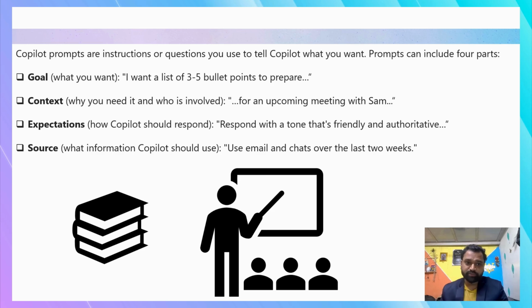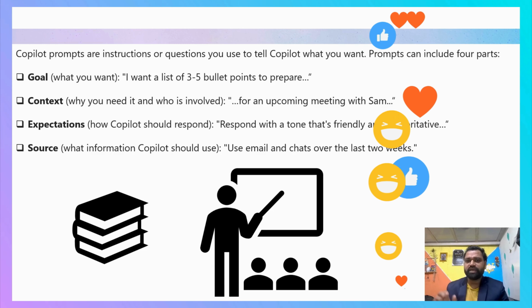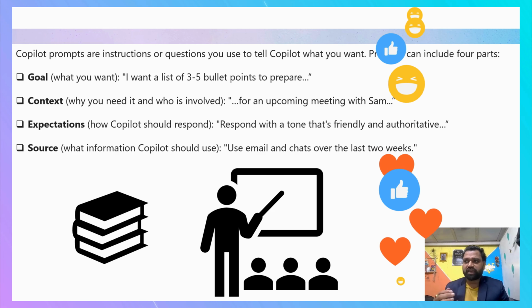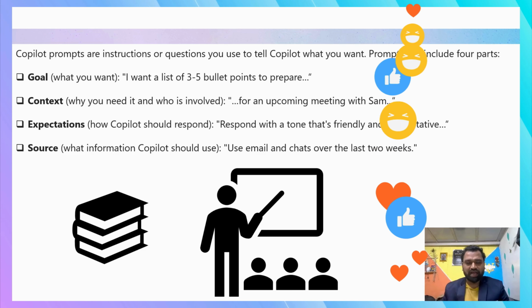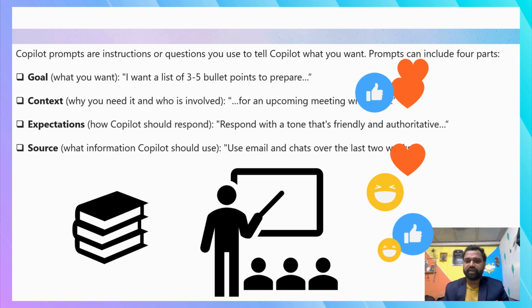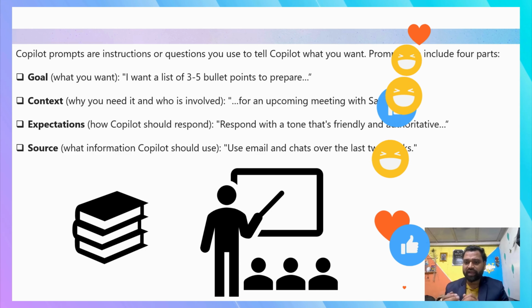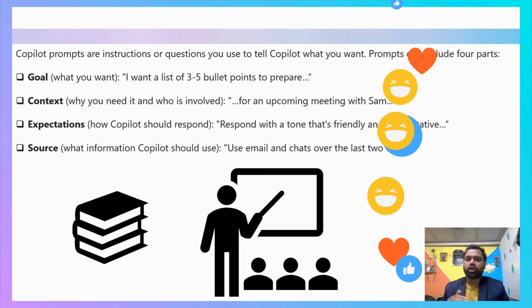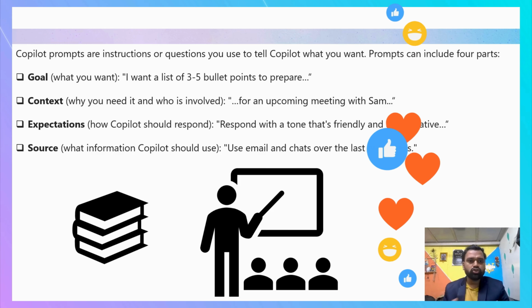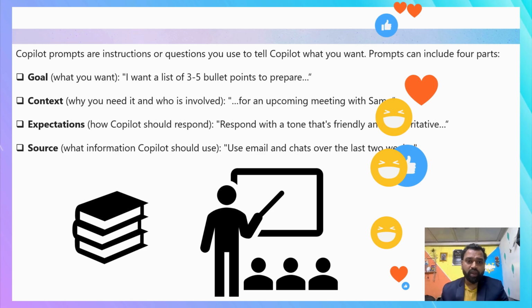Third one is the expectation, how Copilot should respond to you. So suppose you type a prompt, and you want Copilot to respond in a very assertive way. At that time just simply add that the tone should be assertive. It's not that you are directly just saying, hey, you have to do that task, right? You ask Copilot to give you information in a way that you can get information done from the particular team member or maybe the leader. Cool. Source: what information Copilot should use.